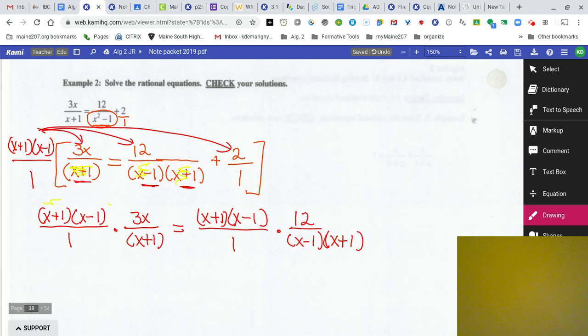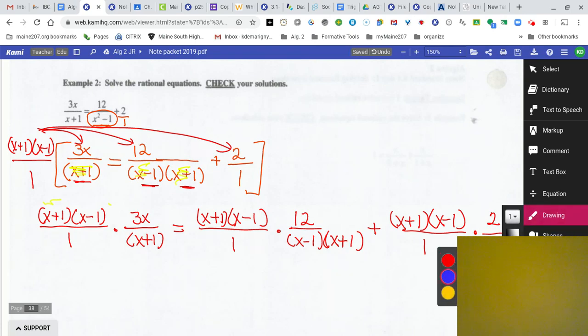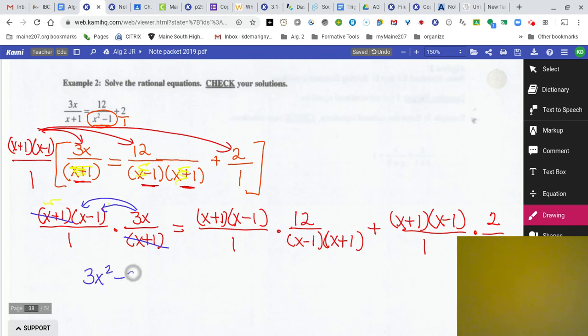Okay, an x minus 1, x plus 1. And then there's the plus x plus 1 times x minus 1 over 1, and then it's times 2 over 1. Okay, now we're going to mark out all of those that are exactly the same, top and bottom. So an x plus 1 takes one of these, and what you're left with is 3x times x and 3x times negative 1. So I'm left with a 3x squared minus a 3x.